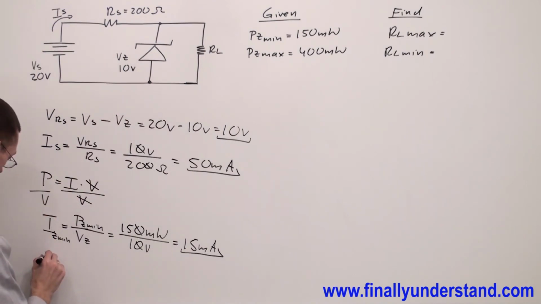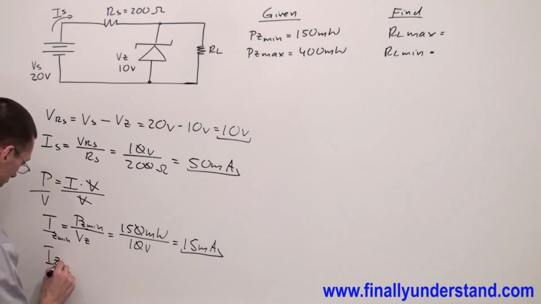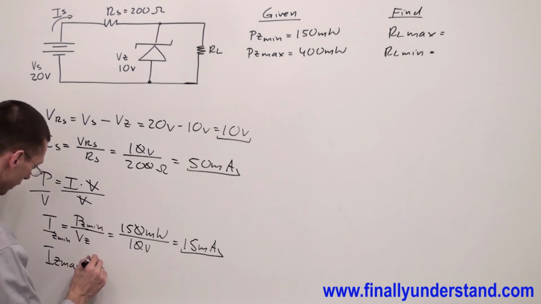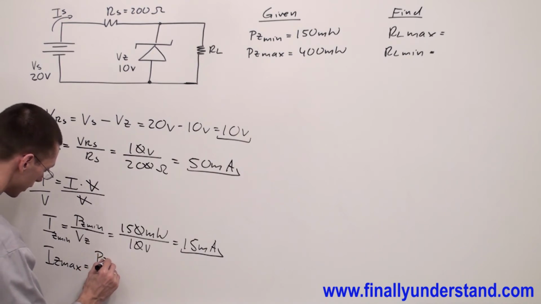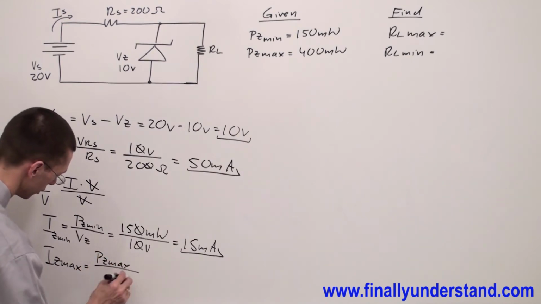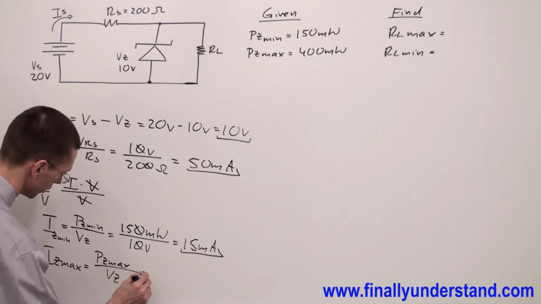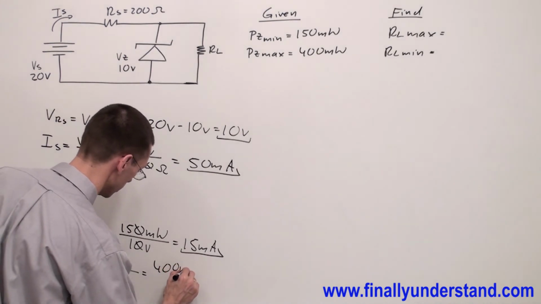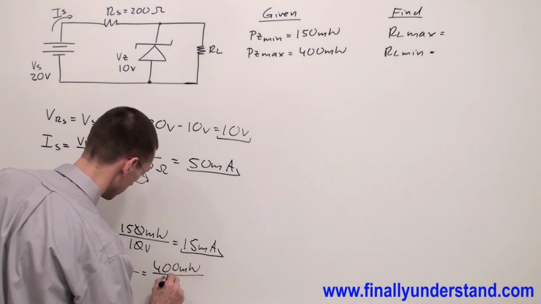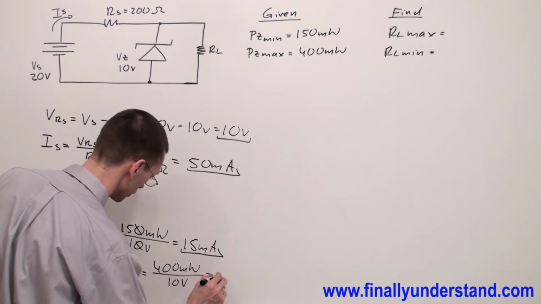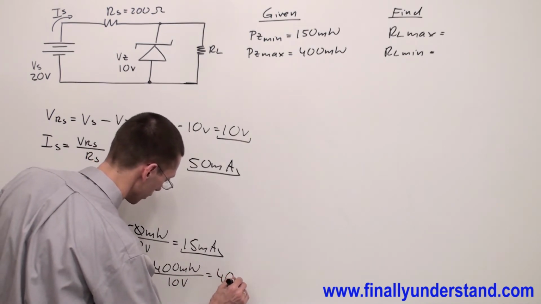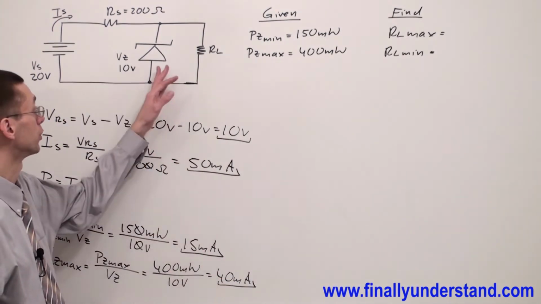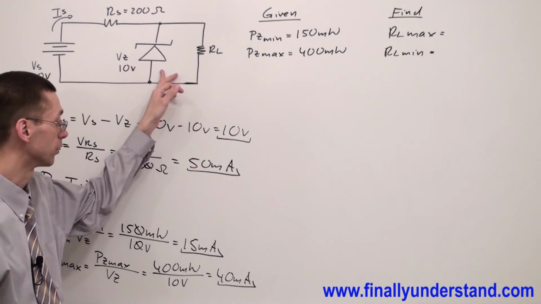Next, I can find IZ max, which is calculated by dividing PZ max over VZ, which is equal to 400 milliwatts over 10 volts, which is equal to 40 milliamps. This is the maximum current which will go through my Zener diode.